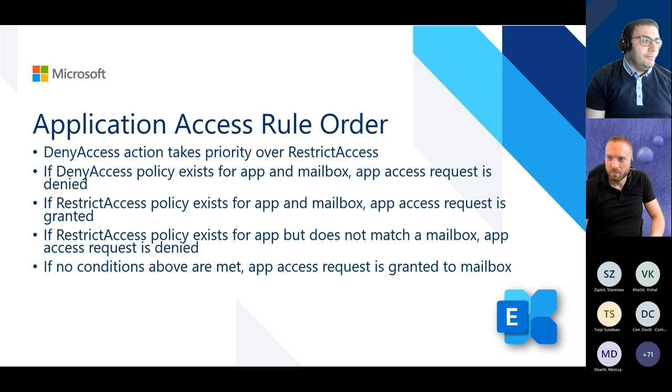So an example would be on that fourth bullet point: if you have a restrict access policy where you're allowing EWS access to 50 mailboxes, for example, and you hit one of the mailboxes that's not in that group, you're going to get an access denied. If no conditions above are met, then your app access request would automatically be granted to that particular mailbox.